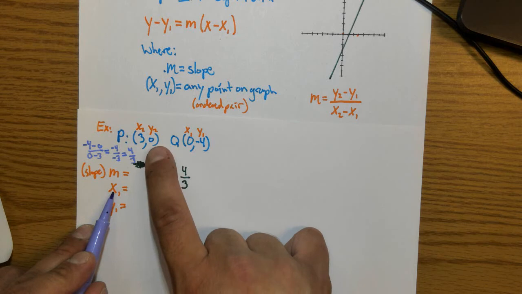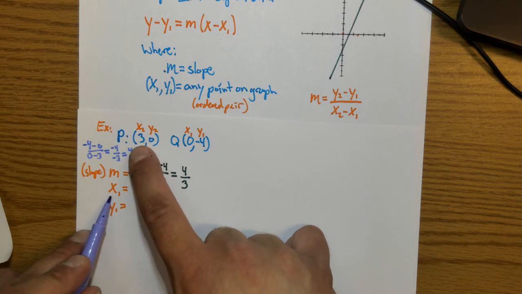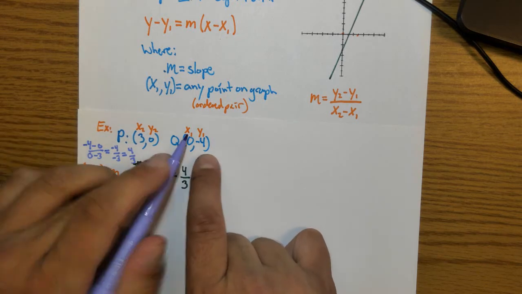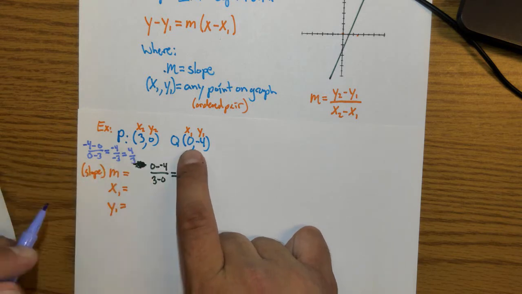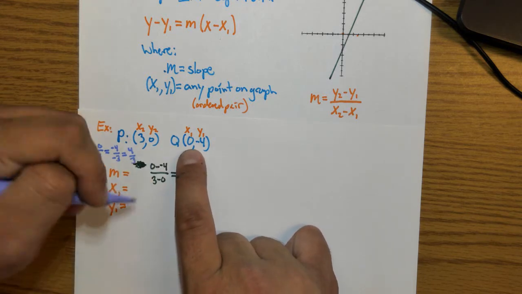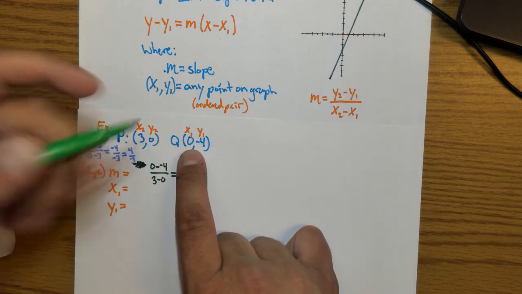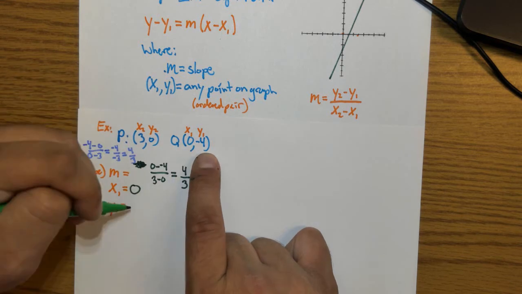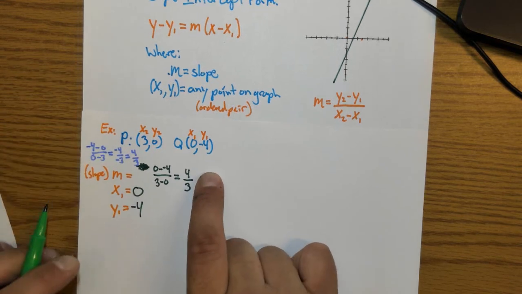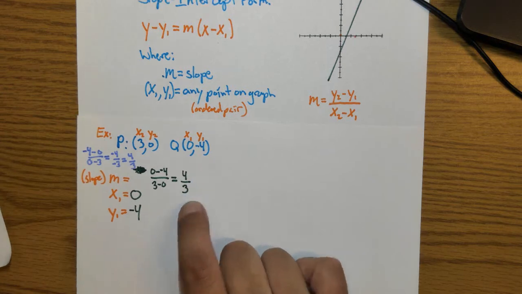So I'm going to pick just this one. Our x value is 3. Well, we already labeled this x1, y1. We'll just go with that. X1 is 0, and y1 is -4. So now let's plug it into this general form.